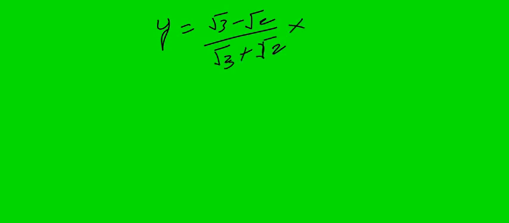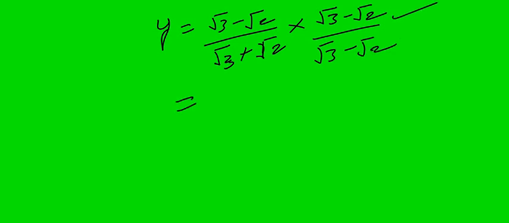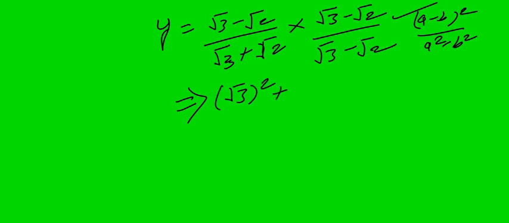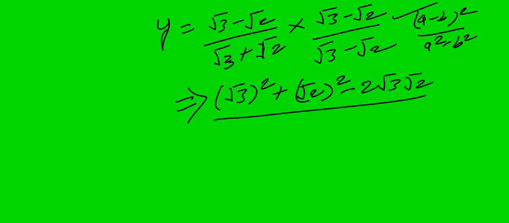So here you will multiply with root 3 minus root 2 upon root 3 minus root 2. The same process will be applied in the numerator. We will apply (a minus b) whole square, and in the denominator we will apply a square minus b square. So what will come: root 3 square plus root 2 square minus 2 times root 3 into root 2, and on the below side it will come root 3 square minus root 2 square.